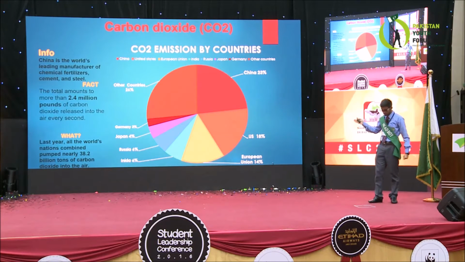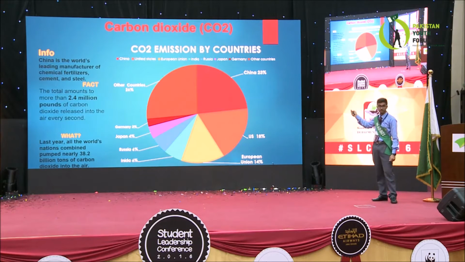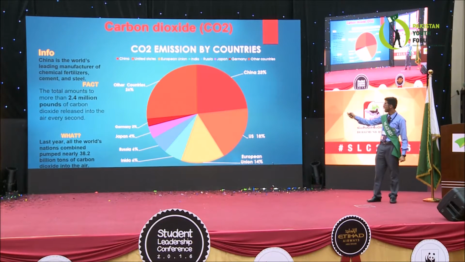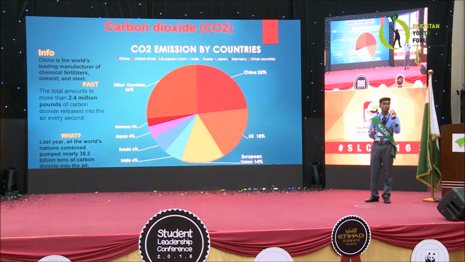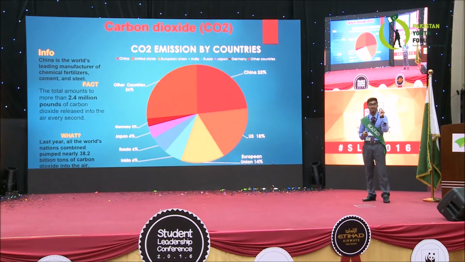Here's a percentage that shows carbon dioxide emissions by country. China, it goes with 23%, United States 18%, European Union 14%, India and Russia 6%, Japan 4%, Germany 3%, and other countries 26%. Now, why does China contribute the most? Because 72% of China is industries. China is the leading manufacturer of chemical fertilizers, cement, and steel.